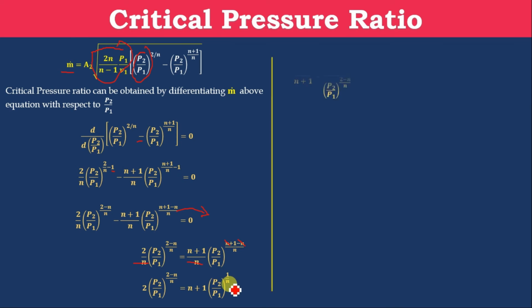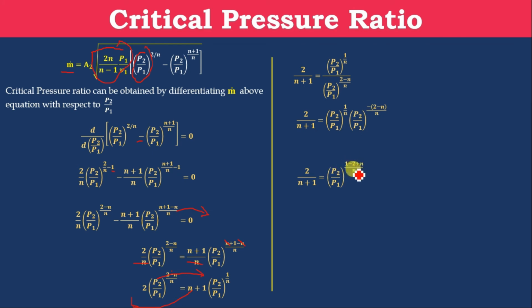Rearrange this equation, you will get 2 divided by n plus 1, bring this to this side, and this one to this side: 2 divided by n plus 1 is equal to P2 divided by P1 whole power 1 divided by n divided by P2 divided by P1 power 2 minus n divided by n. So a power m divided by a power n is equal to a power m minus n, that is 1 minus 2 plus n divided by n. So it will become n minus 1 divided by n. So 2 divided by n plus 1 is equal to P2 divided by P1 whole power n minus 1 divided by n.